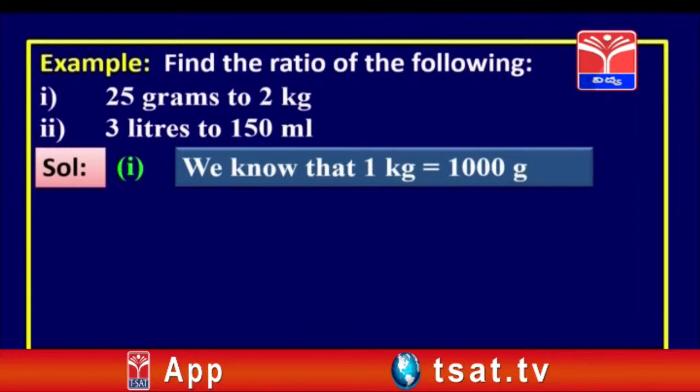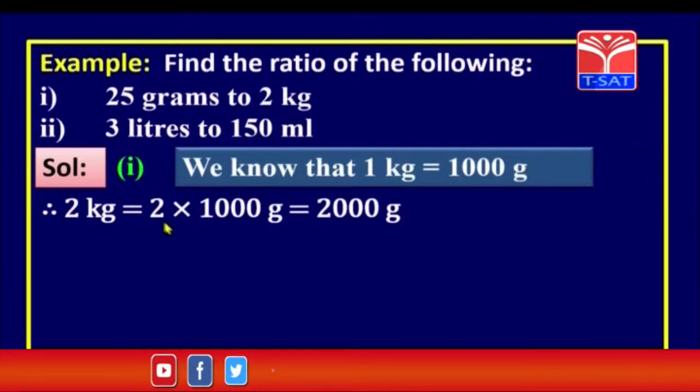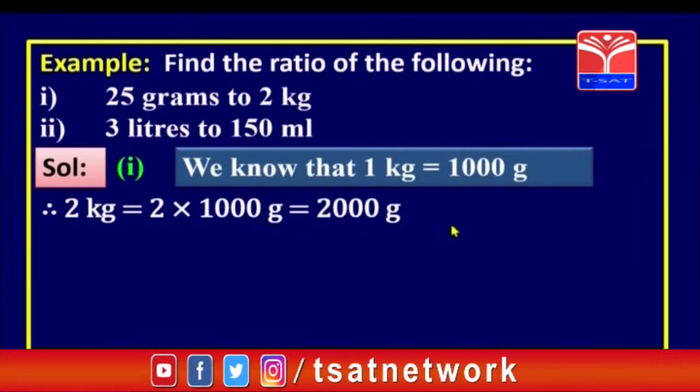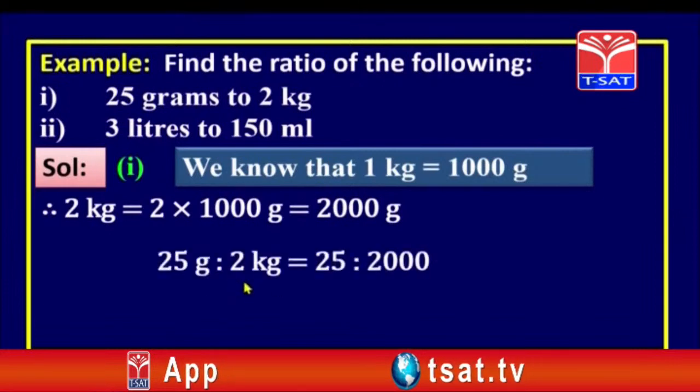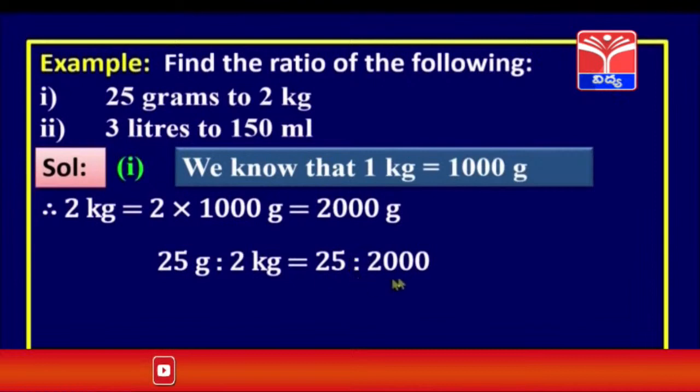For that we have already learned that 1 kg is 1000 grams. So this 2 kgs will become how much, children? 2 into 1000, so 2000 grams. Now we have converted kgs into grams and already we have 25 grams. Now it is easy for us to find the ratio because they are in the same units. So 25 grams is to 2 kg will be 25 is to 2000.